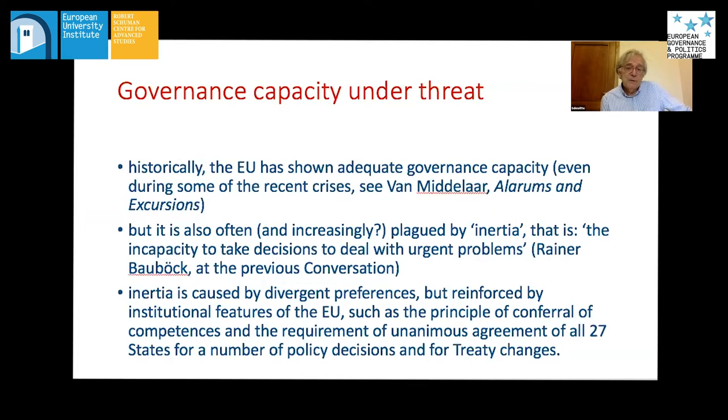Such inertia is caused, of course, by divergent preferences between states, but it is reinforced by some institutional features of the EU. One of them is the principle of conferral of competences. The EU cannot simply deal with all the issues that come along, it has to act within the limits of its competences. Another institutional feature, the one I want to talk about today, is the requirement of unanimous agreement of all 27 states for a number of policy decisions and also for treaty change.